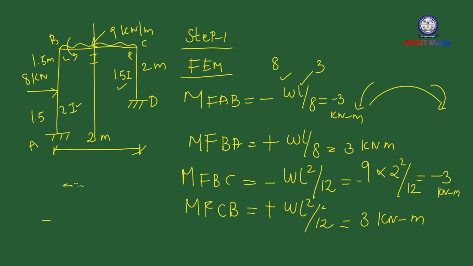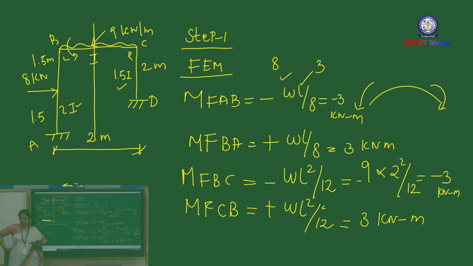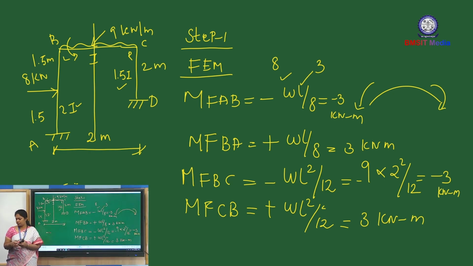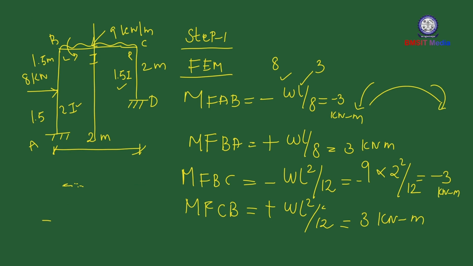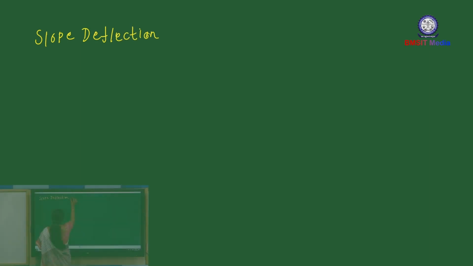Next, we have to write down the slope deflection equation. Here the unknowns are 3. One is theta B, another one is theta C, third one is delta. So now coming to the slope deflection equation. For each span we can write 2 equations.